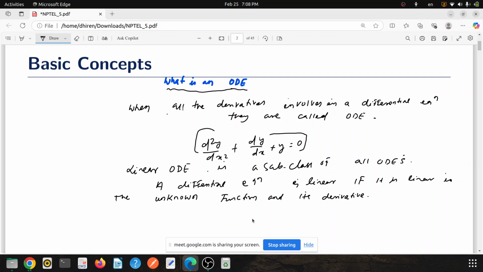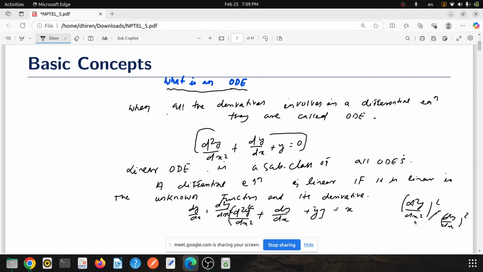So here I can give another example, d square y by dx square plus dy by dx plus y equal to x. Here the unknown function is y, and its derivatives are dy by dx and d square y by dx square. So you can see that they are all linear, that means they have no higher order power like d square y by dx square whole square or dy by dx whole square. There is no term like that.